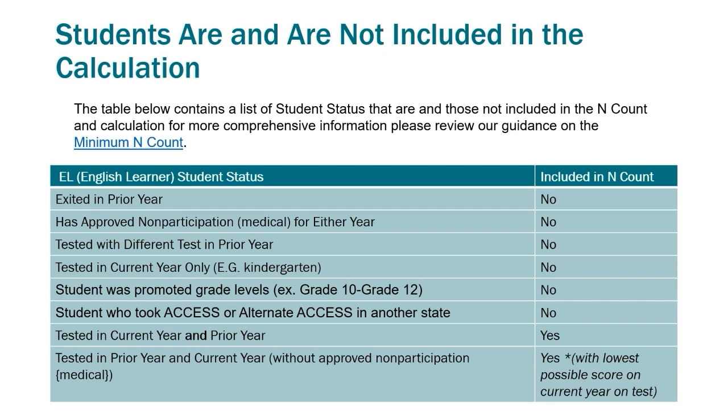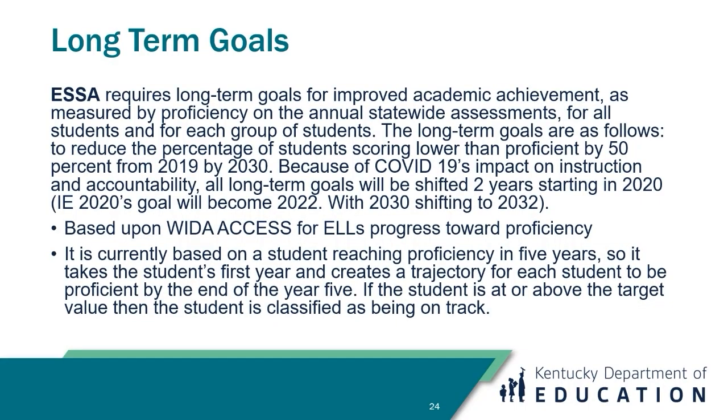The students who are included, though, are tested in both current and prior year, and students who tested in the prior year or received the lowest score, but not tested in the current year without an approved medical non-participation. ESSA mandates that we set ambitious long-term goals. The core aspiration is to reduce the percentage of students who score below proficient levels. And we're not talking about an indefinite timeline here. Our aim is to achieve this significant reduction by the year 2030, taking 2019 as our reference year.